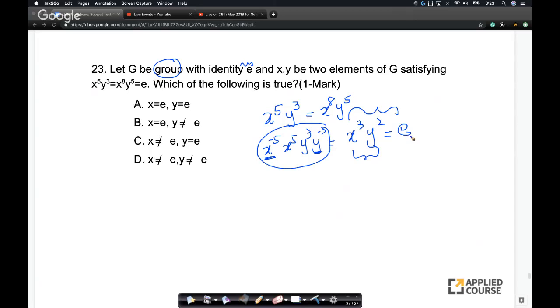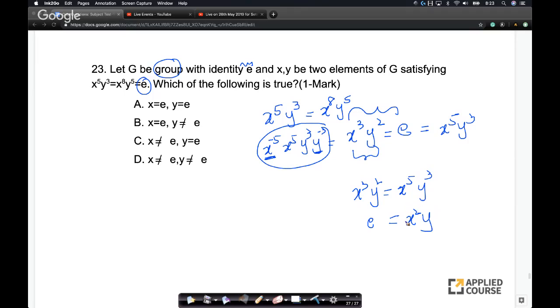x^3 y^2 equals e. Okay, so this is one thing that I have. I also have the fact that x^5 y^3 is also equal to e. Now if I take these two statements, x^3 y^2 equals x^5 y^3, again multiplying both sides by x^-3 and y^-2, so basically cancellation, I'm left with x^2 y equals e.